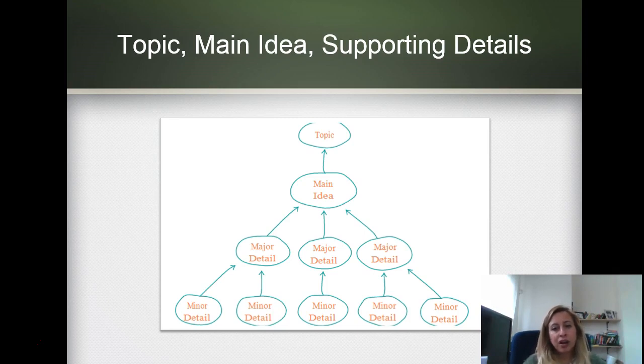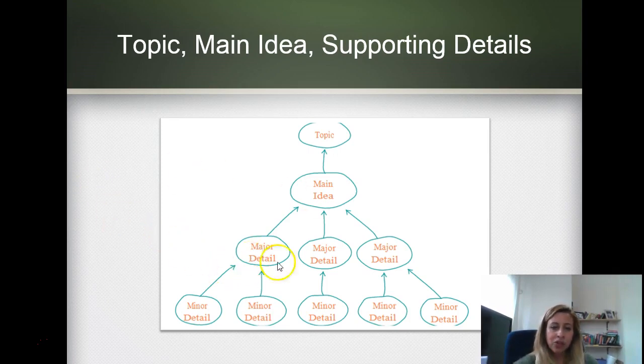Look at this chart and you will see that we have the topic and then the main idea. The difference between the topic and the main idea is that the topic is made up of a few words. Let's say, the disadvantages of smoking. This is not a sentence. Main idea is where it's already a sentence. Let's say, there are many disadvantages of smoking.